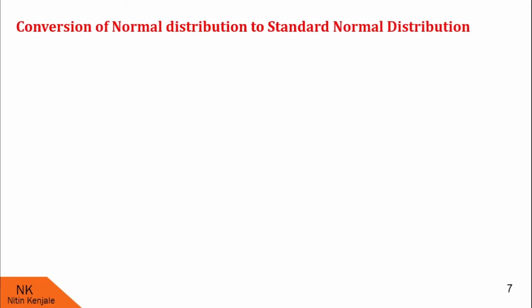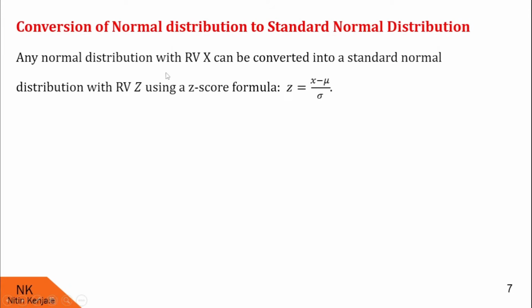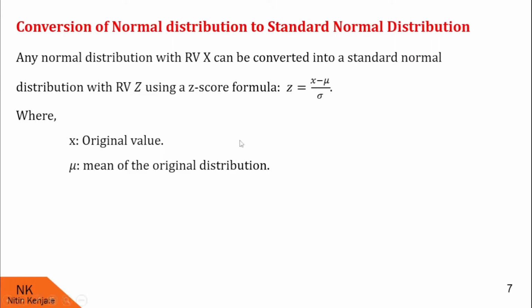Now let us see the conversion of normal distribution to standard normal distribution. Any normal distribution with random variable x can be converted to standard normal distribution with random variable z using a z-score formula, z is equal to x minus mu upon sigma, where x indicates the original value of random variable x, mu indicates the mean of the normal distribution, and sigma indicates the standard deviation of the normal distribution. So using this formula, you can convert any normal distribution with random variable x to standard normal distribution with random variable z.